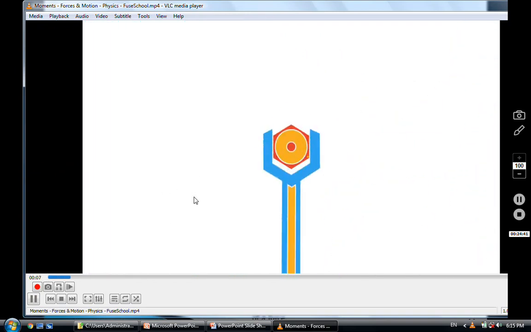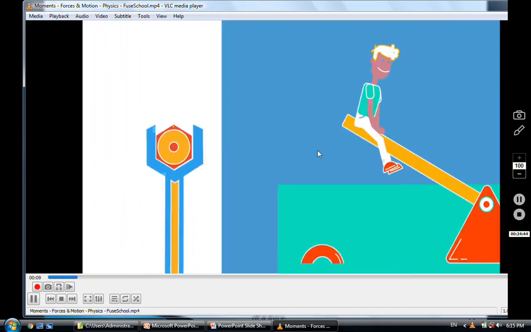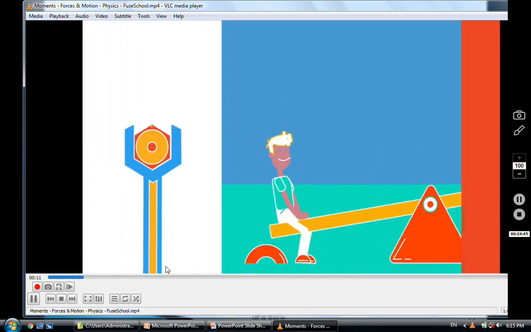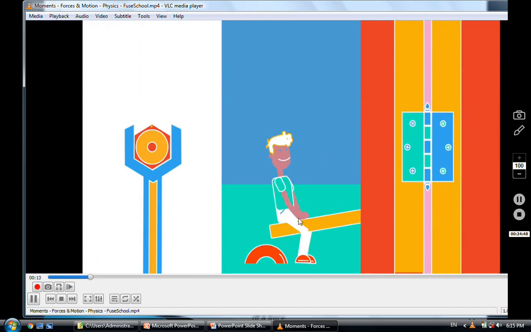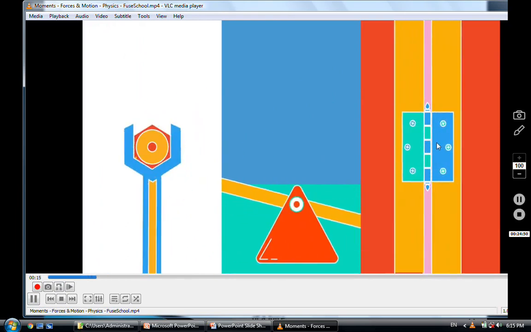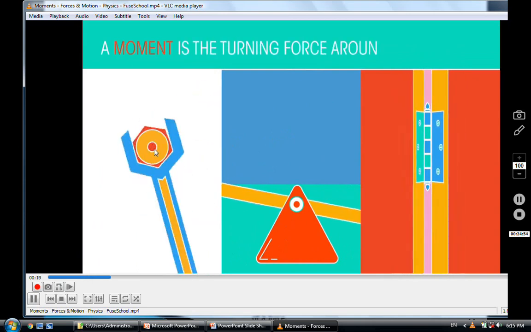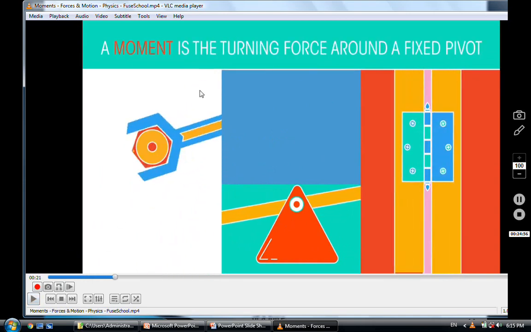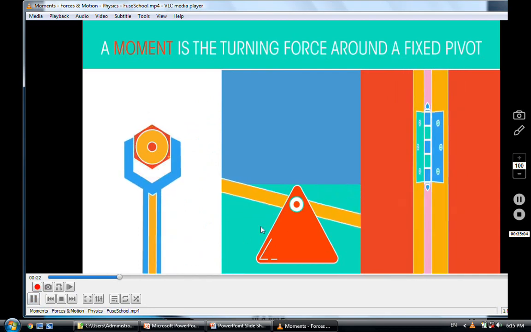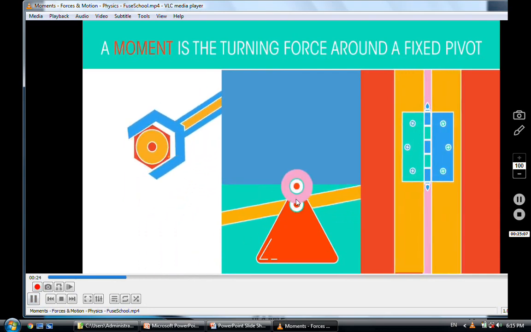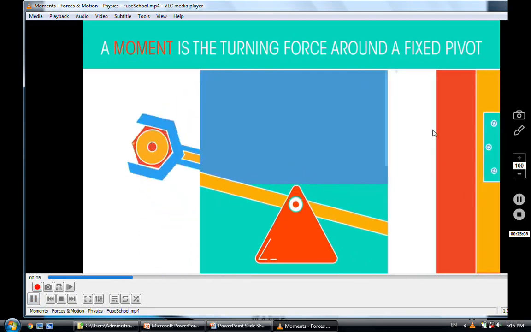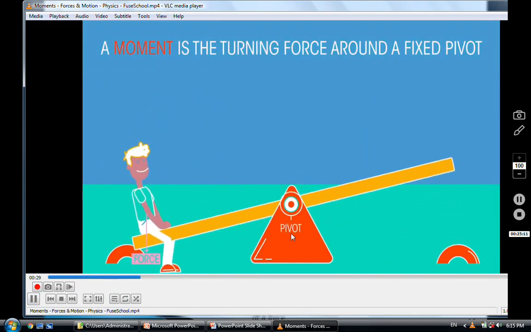This video is about a moment. A spanner used to fix a nut. This is a child using a seesaw. So what's the moment? The moment is a turning force around the fixed pivot here. This is the pivot. It could be here, could be here, could be here. So we have the pivot here.